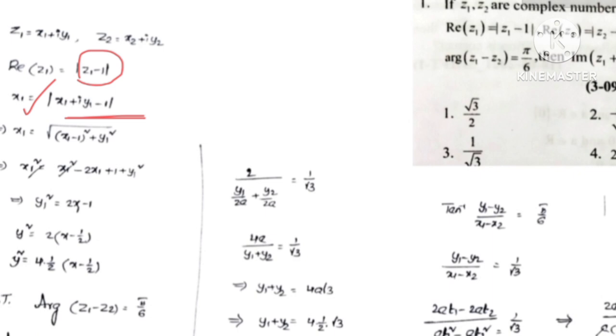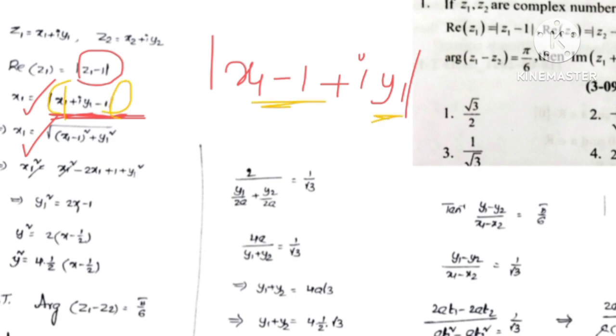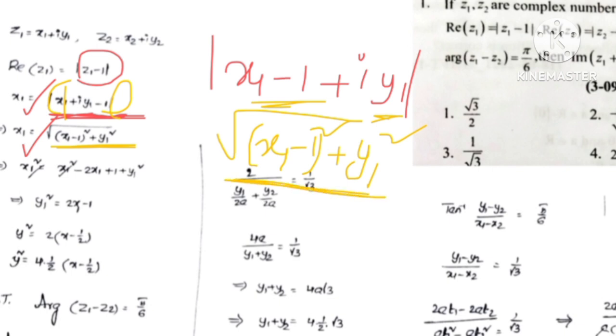Okay, in the next step, find the modulus value of this complex number, x1 plus iy1 minus 1. That is x1 minus 1 plus iy1. Means first take the real part, x1 minus 1, and then the imaginary part, iy1. Now find the modulus value of this one. What is the formula? Real part whole square plus imaginary part whole square. That is x1 minus 1 whole square plus y1 square. Understand all of you? This is the modulus value of the complex number.